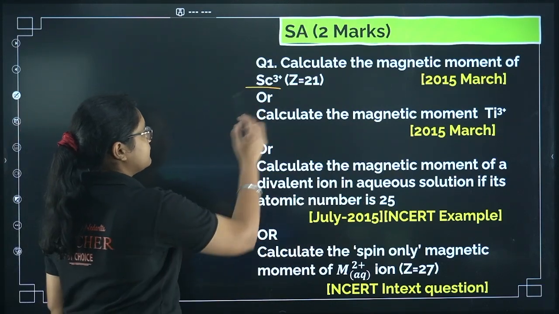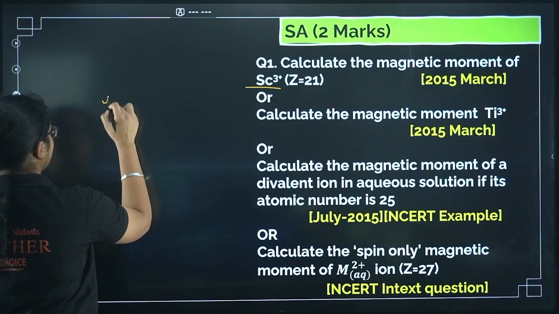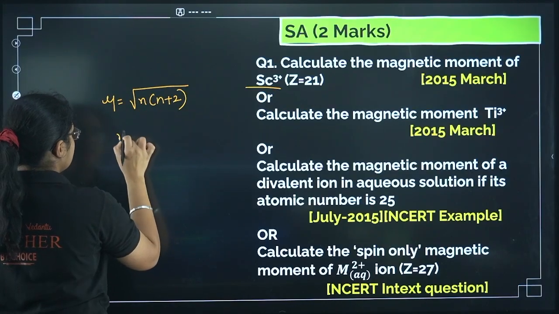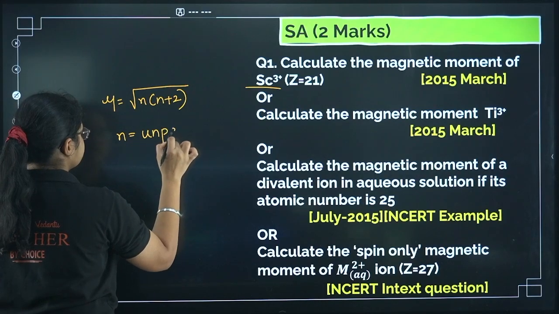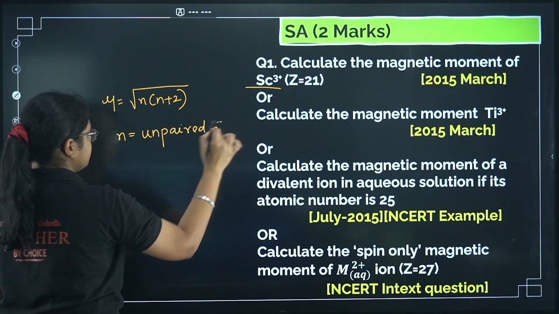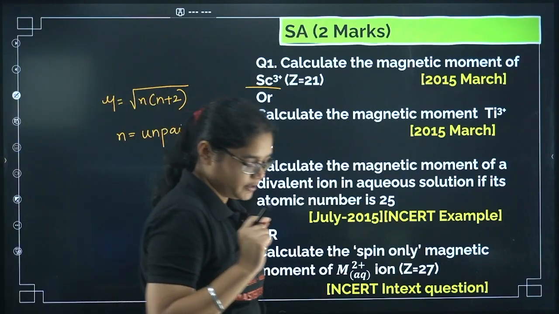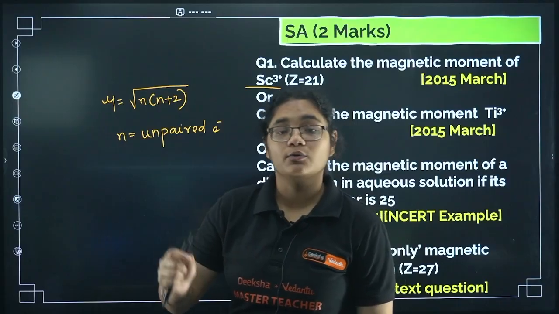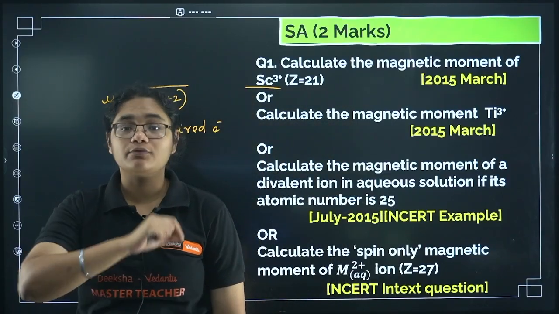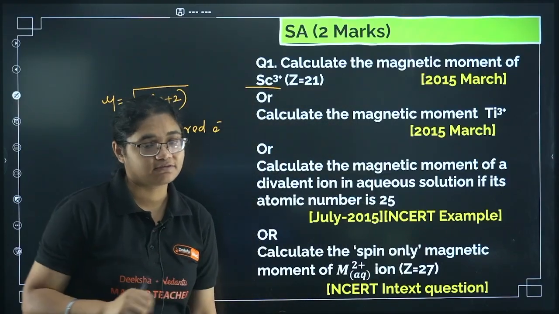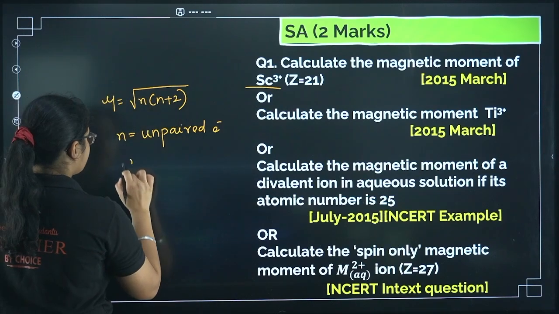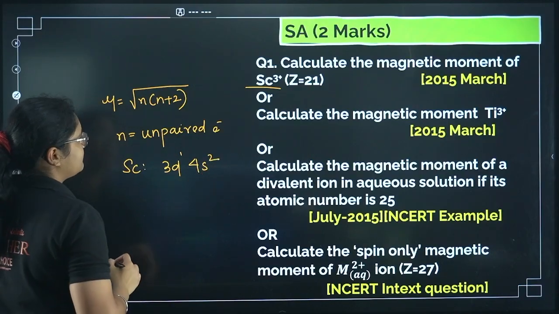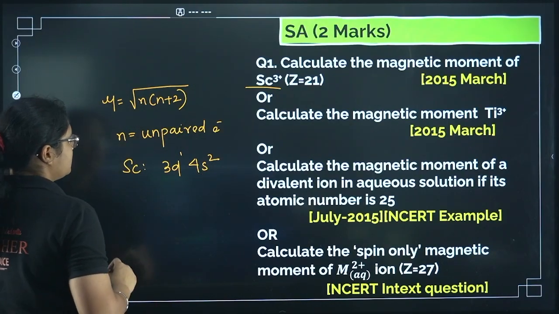Calculate the magnetic moment. What is the formula for magnetic moment? Root over n into n plus 2, where n is the number of unpaired electrons. To solve this question, you should be very thorough with the electronic configuration. If you have not remembered the electronic configuration of scandium to zinc till now, please go and remember that first. That will help you to answer a lot of questions in this d and f block chapter. Scandium electronic configuration is 3d1 4s2.